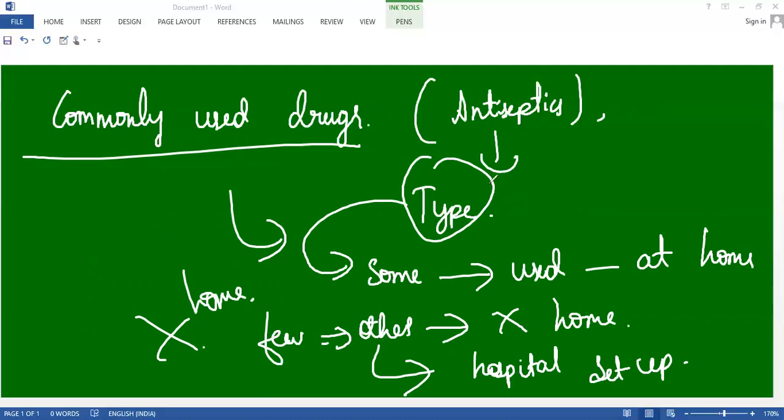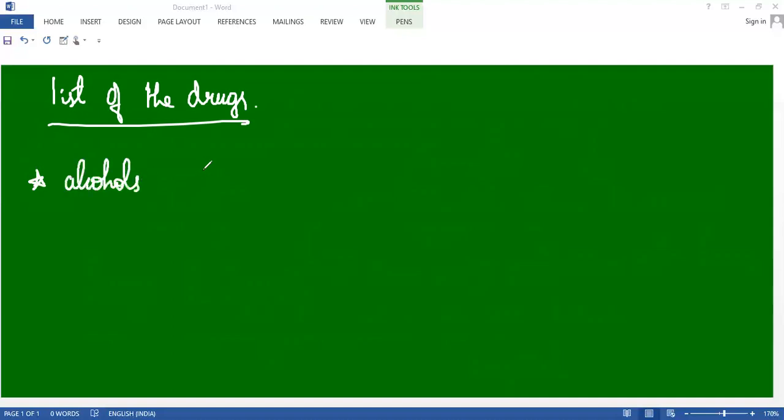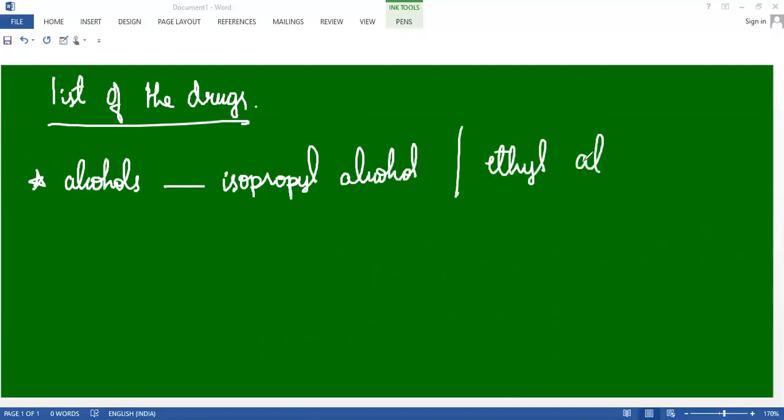So now let us know some drug names and their usage at home or in the hospital sector. So, the list of drugs. Some of the drugs commonly used include alcohol. This alcohol is an antiseptic, used for some types of problems, such as isopropyl alcohol, which is a type of alcohol, and ethyl alcohol. So isopropyl or ethyl alcohol can be used as an antiseptic.